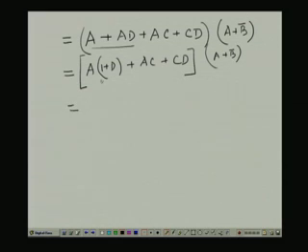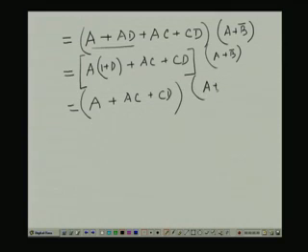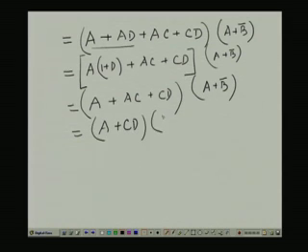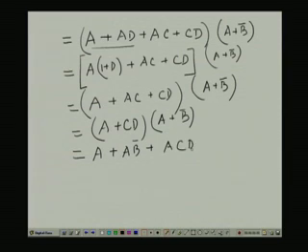Now, from here again 1 plus D equal to 1. So, this becomes A plus the term A C plus C D, into A plus B bar. Now, applying the same rule, A plus A C becomes A into 1 plus C, equal to 1. So, this becomes A plus C D into A plus B bar. Now, if I again apply the distributive law, this becomes A plus A B bar plus A C D plus B bar C D.